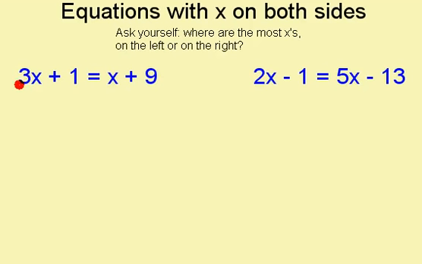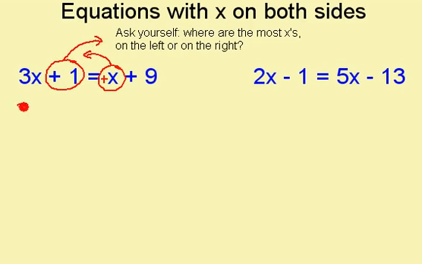This means that the other x's need to float and ping to the left, and the numbers need to float and ping to the right, like this. That's a plus x, and it needs to float and ping to the left. And that's a plus 1, and it needs to float and ping to the right.